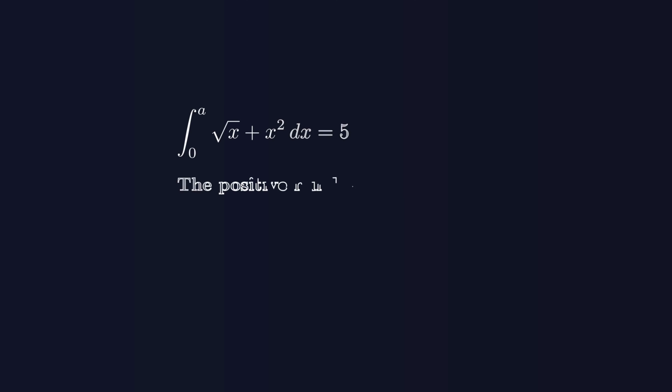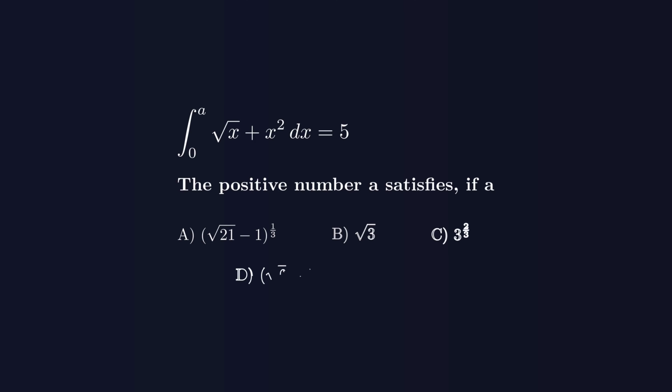Hello everyone! Today, we're going to solve another question from the Oxford Entrance Test. This one was asked in 2021. It goes like this. A is a positive number, and we are given a definite integral, and the question is asking what value of A satisfies the equation.